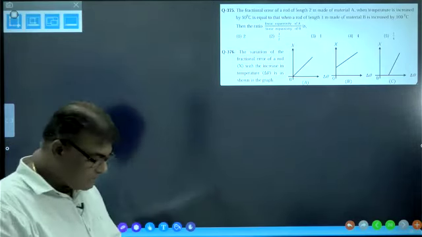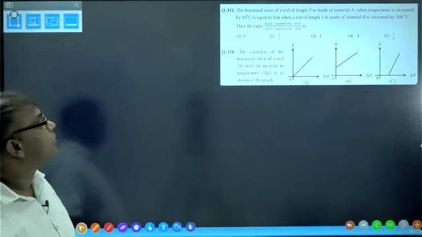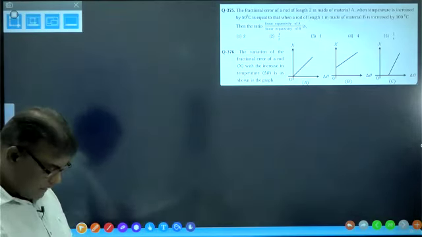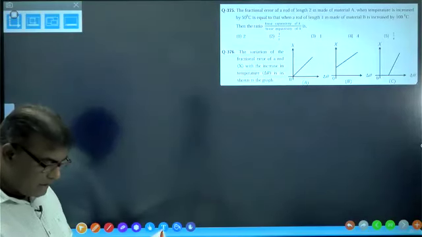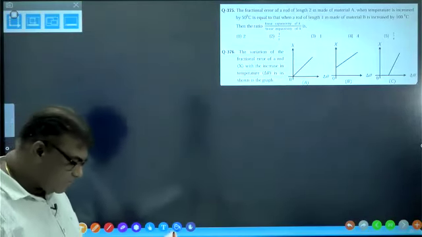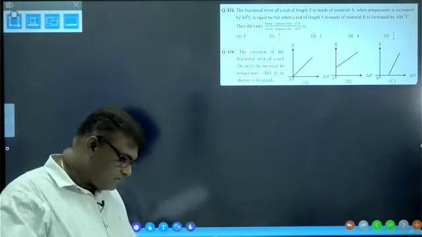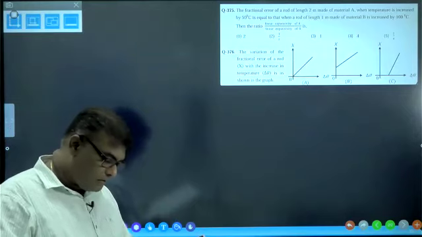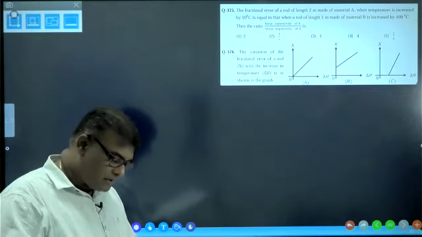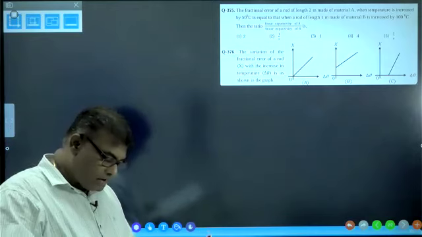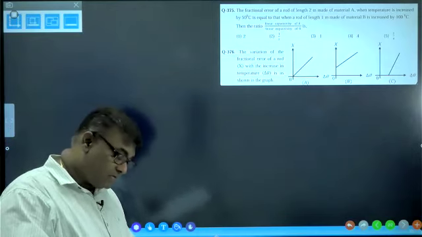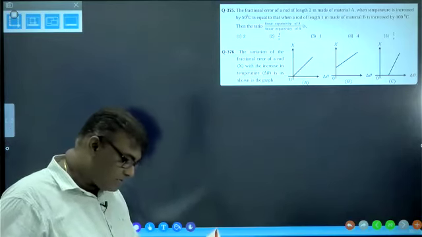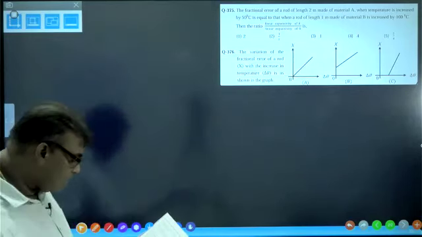Okay. Question number 375. The fractional error of a rod of length 2 meter made of a material A when the temperature is increased by 50 degrees Celsius is equal to that when a rod of length 1 meter made of a material B is increased by 100 degrees Celsius, then the ratio of linear expansivity of A and linear expansivity of B.